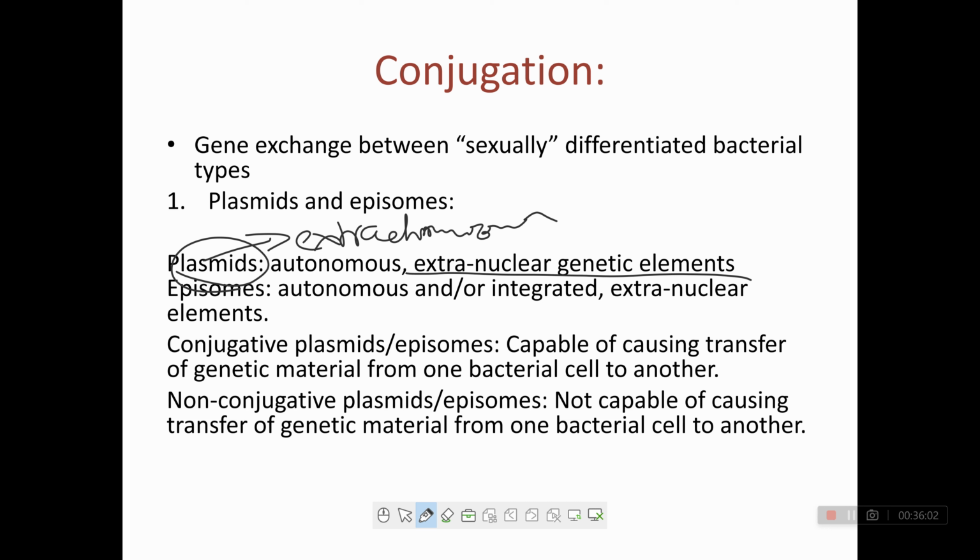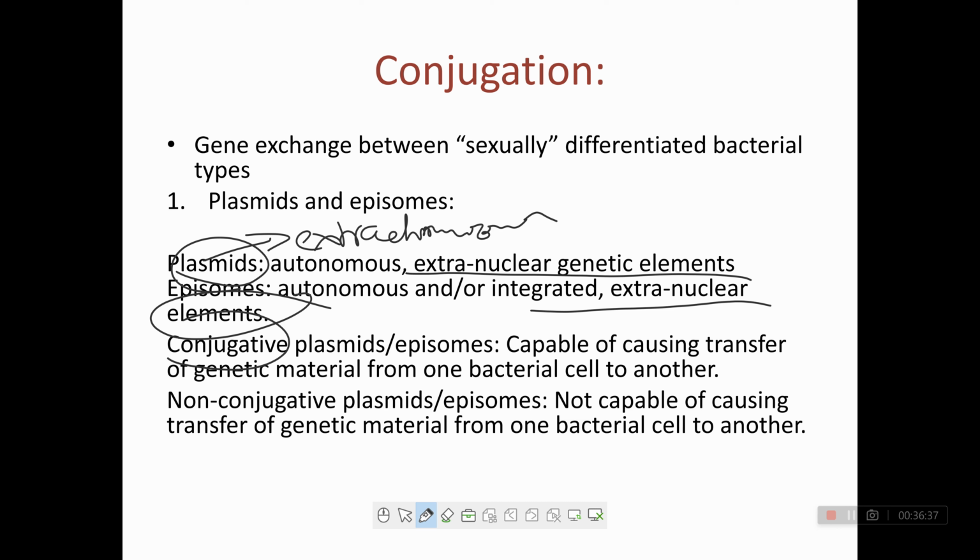An episome is an autonomous or integrated extranuclear element, and a plasmid is an extranuclear genetic element. A conjugative plasmid or episome is capable of causing transfer of genetic material from one bacterial cell to another. A non-conjugative plasmid or episome is not capable of causing transfer of genetic material from one bacterial cell to another.